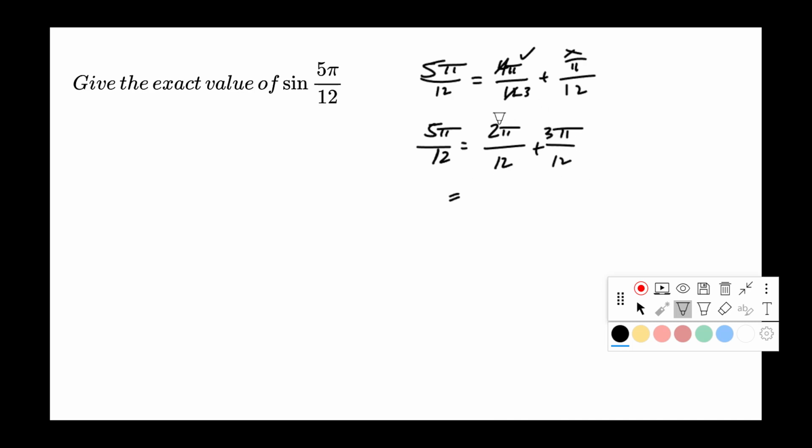So that would be, reduce that, makes pi over 6. That's on the unit circle. 3 and 12, 4. Pi over 4. That's on the unit circle. So this will work. So 5 pi over 12 is pi over 6 plus pi over 4. Both on the unit circle, so we can do it.